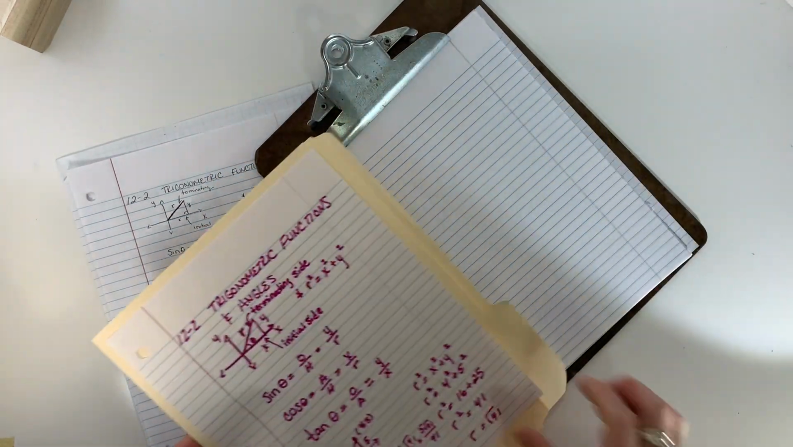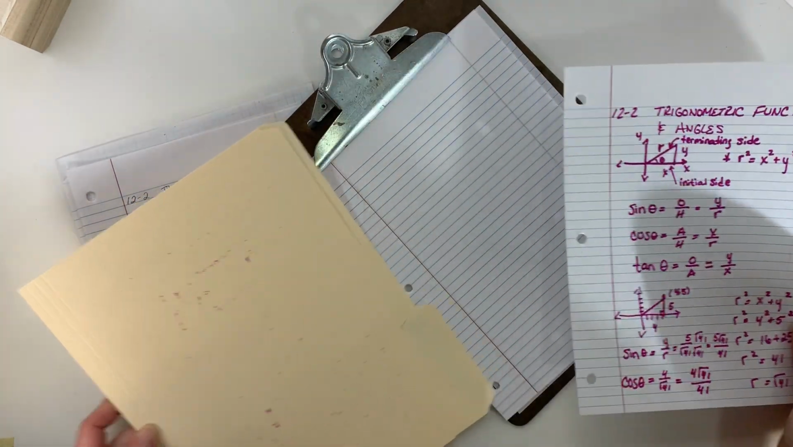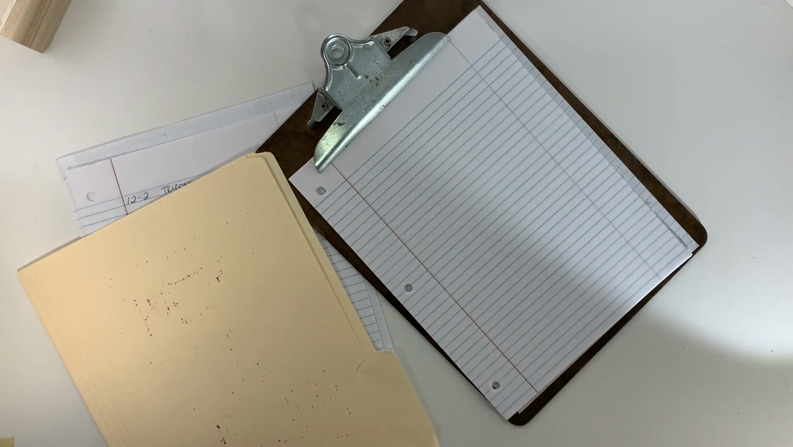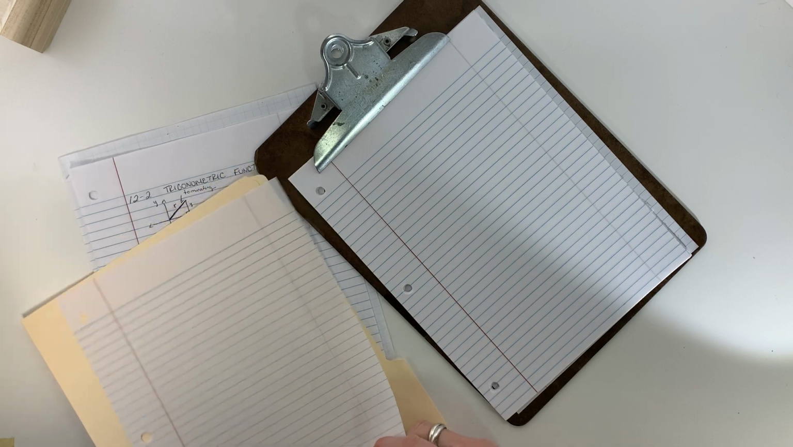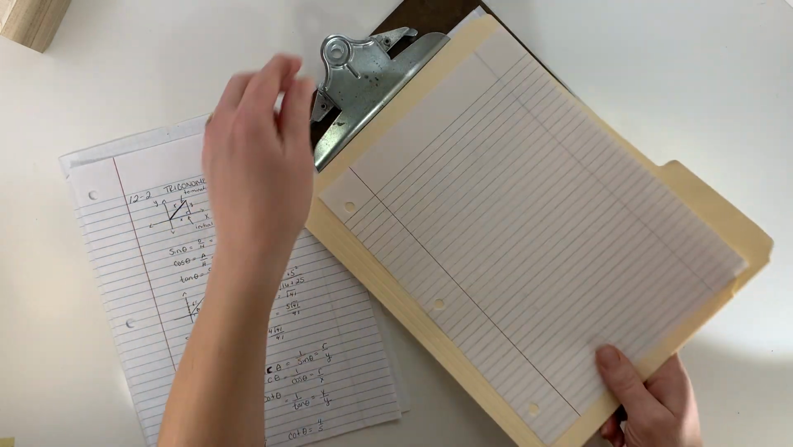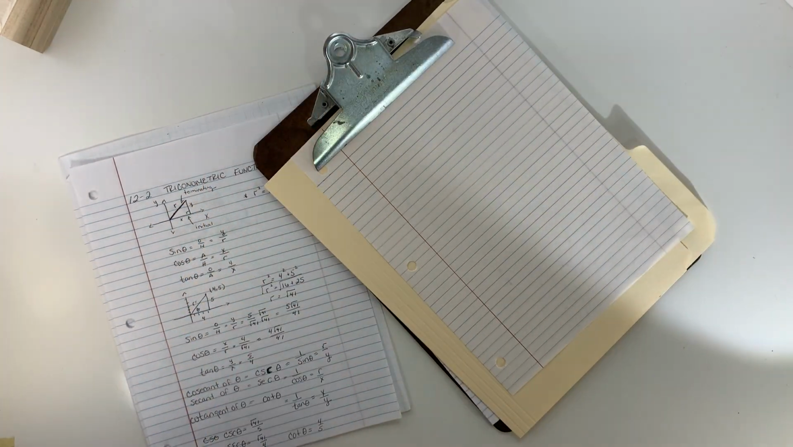Part of the problem was that the permanent marker goes through, so we're going to try this new method so that we don't go through a ton of paper. All right, so let's take a look here now.